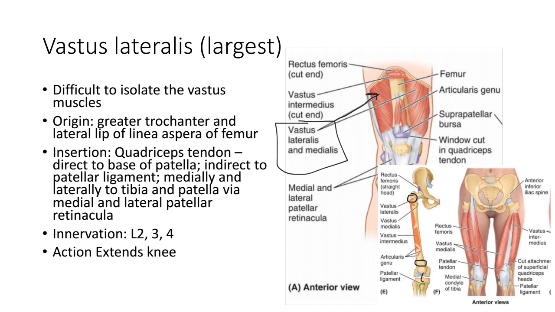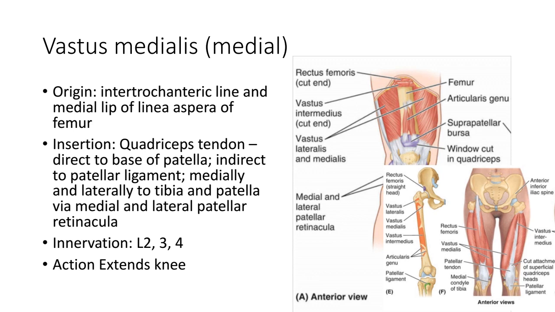The innervation of the vastus lateralis is the femoral nerve, and the action of the vastus lateralis is to extend the knee. The origin of the vastus medialis is the intertrochanteric line and the medial lip of the linea aspera of the femur. It's on the medial aspect of the thigh, and its insertion then will be the same as the rectus femoris and the vastus lateralis. It also is innervated by L2, 3, and 4, and its action is also to extend the knee.